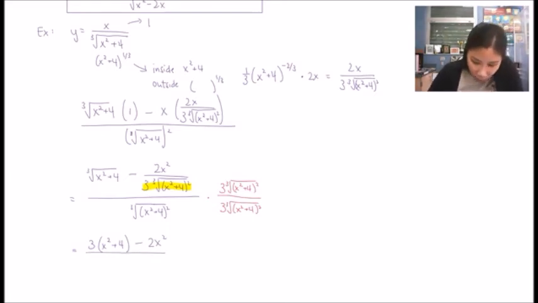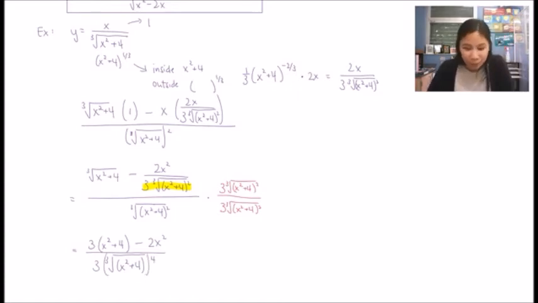And then on the bottom, oh geez, I have a 3 that was in front of the radical. And then if I have that cube root of x squared plus 4 squared, multiplying by another one will really be to the 4th power now.